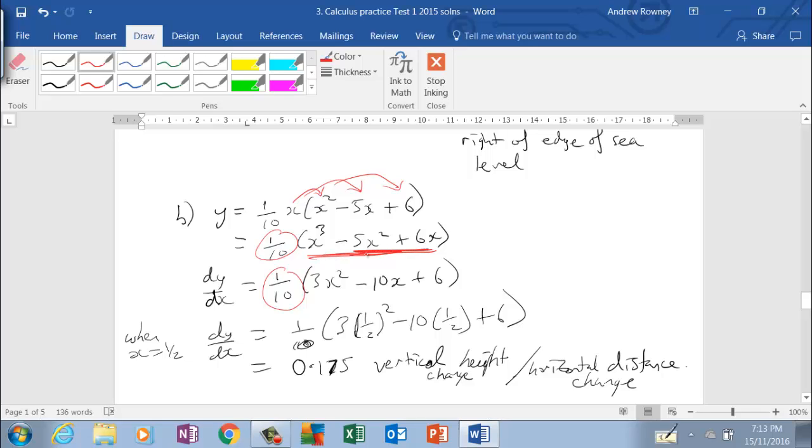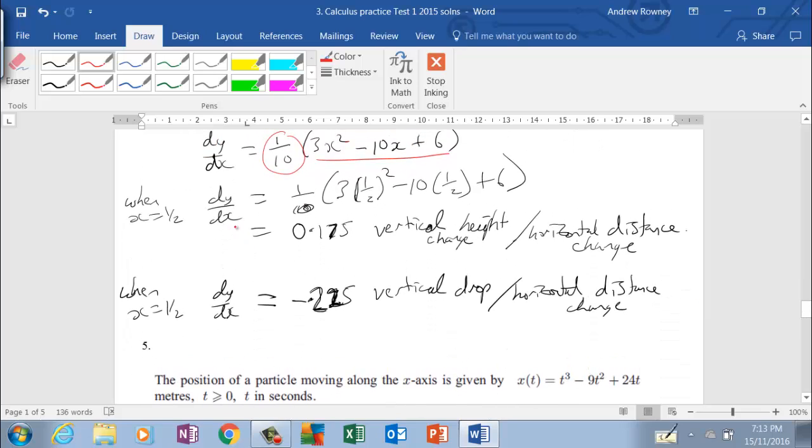we do the derivative of this bracket. So 3 out the front, take 1 off the power, 2 out the front, take 1 off the power, 1 out the front, take 1 off the power. That's our derivative. Now we want to work it out at 1/2 and 1.5. So we plug in 1/2 where x is, so x becomes 1/2, x becomes 1/2, and so we get 0.175. Likewise, if we plug in 1.5, we'll get this value, minus 0.225.